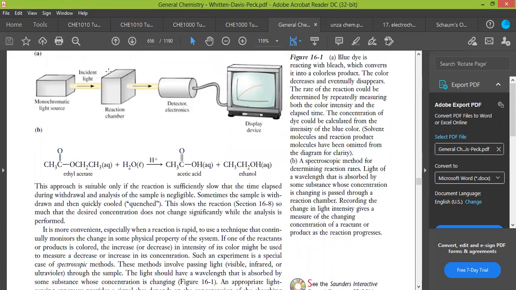Okay, so this is how most reactions are studied. It plots the graph on its own. This is how you're going to be collecting data. But this is not the only method that you can use. You can actually go by the concentration method.